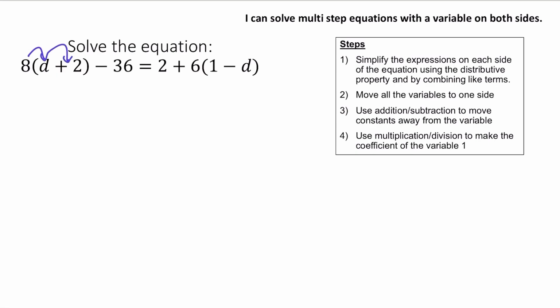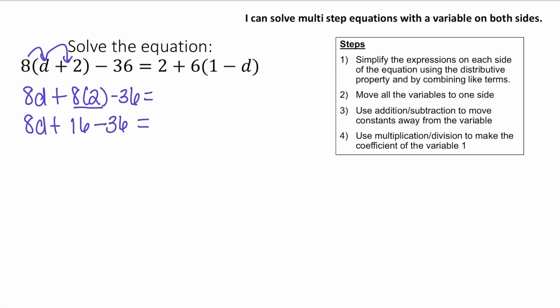So that gives me 8d plus 8 times 2 minus 36. So 8d plus 8 times 2 is 16, and then we have minus 36. So I can go ahead and combine the like terms I have on my left side. So I have 16 minus 36, so that's going to be minus 20. So I get 8d minus 20 on the left side of my equation.